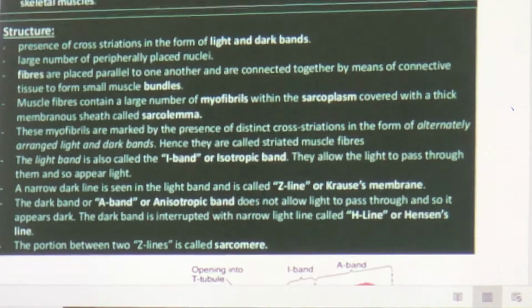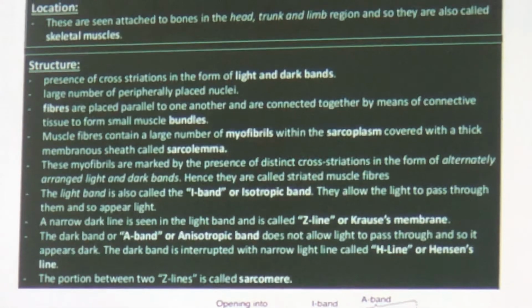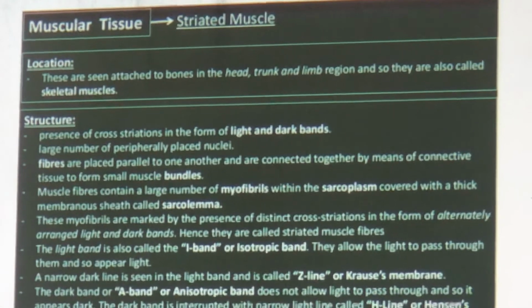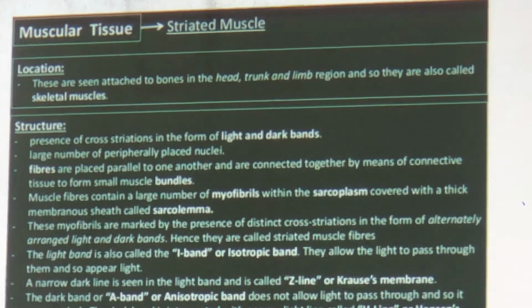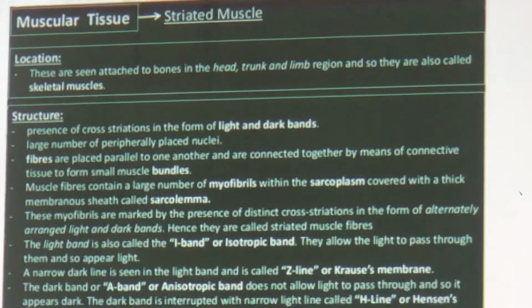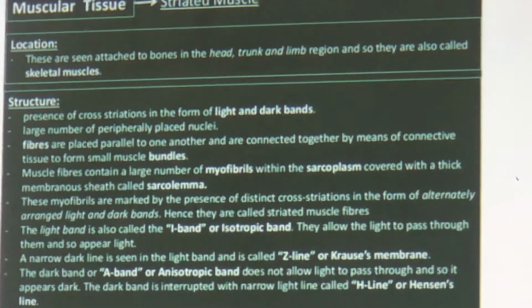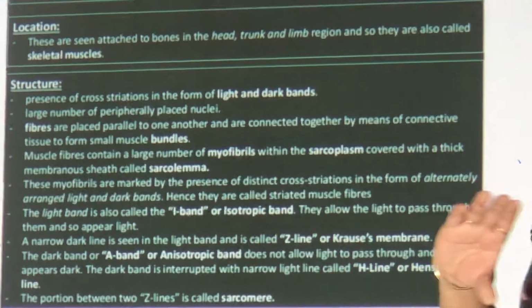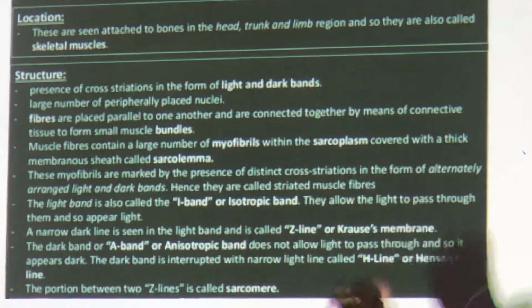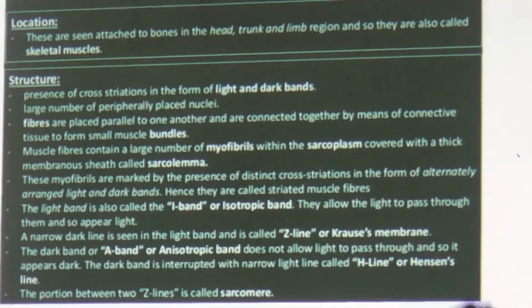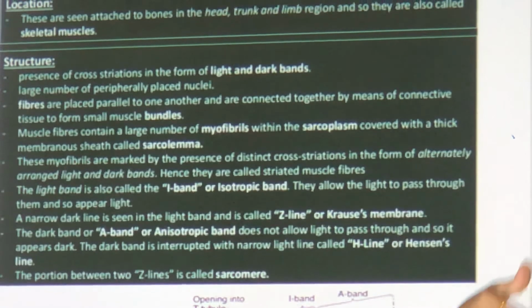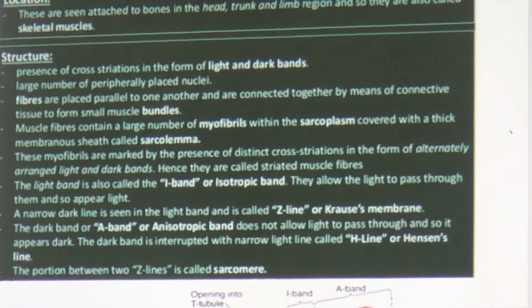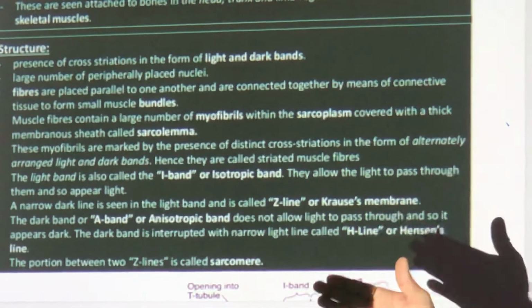Striated muscles. They are mainly skeletal, so attached to the bones, head, trunk, limb. Common name skeletal muscles. They show dark and light bands, and they are parallel to each other and they are in a bundle, like how you have cold drink straws or a pencil box. Okay? And those pencils or straws are like myofibrils, and the gap between the pencils is the sarcoplasm. Okay? And the bands are light and dark.